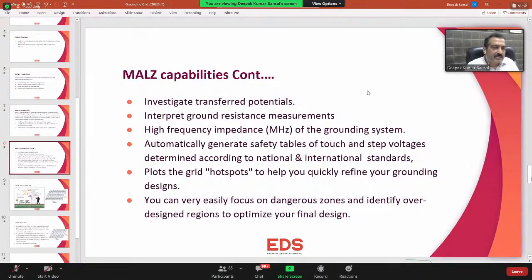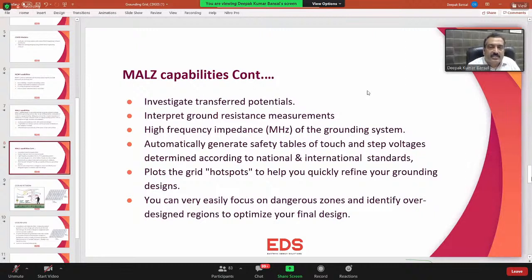We can see the transfer potentials from one grid to another grid. Suppose there is a substation and some other grids are nearby, and we want to see the impact, in case there's a fault in one grid, on the other grid due to transfer voltages. That also we can analyze and see.